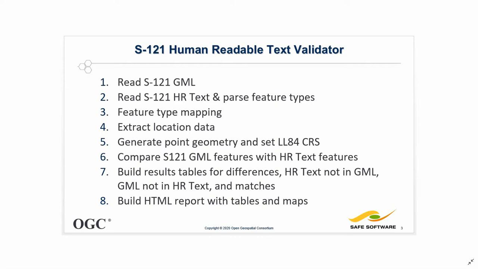And finally, we compare the HR text features that have been derived from the text with the S121 GML, both based on location and on ID and feature names. And we look for differences between the two: HR text not in the GML, GML not in the HR text, and matches. And then for each of these result sets, we built a series of tables and maps so that those results can be more readily viewed.